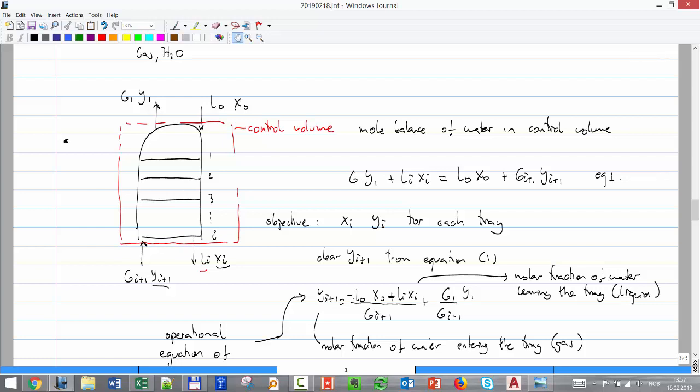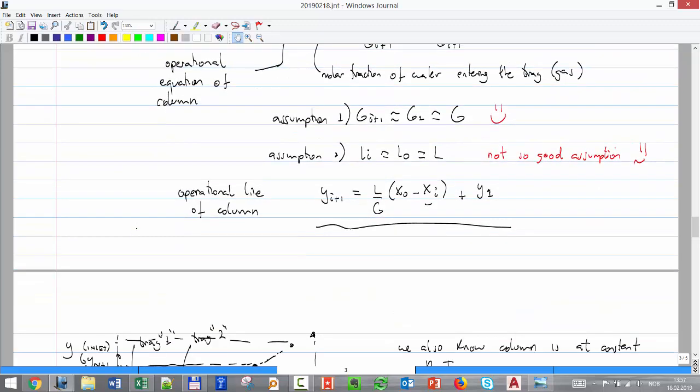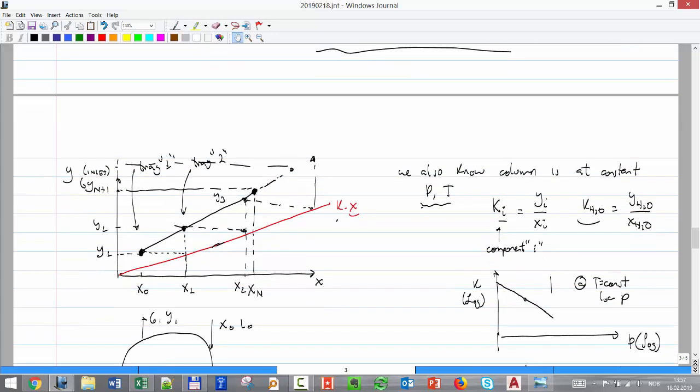We made a mass balance, taking a control volume from the top. Then we end up with this equation, which is the operational equation of the column. We know that every Yi entering the tray and every Xi leaving the tray fulfill that equation simply by mass balance. Then we made one assumption: the molar flow rate of gas doesn't change much, it is constant, and the molar flow rate of liquid is also constant, the same for all trays. Finally we end up with this very powerful equation. It tells you the relationship between the liquid leaving the tray and the gas entering the tray. They are going to fall exactly on that line.